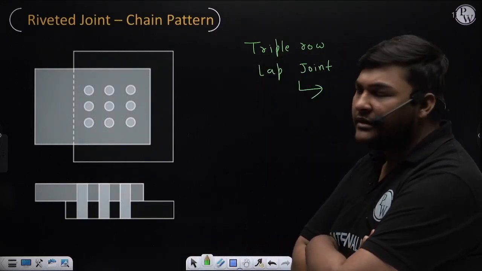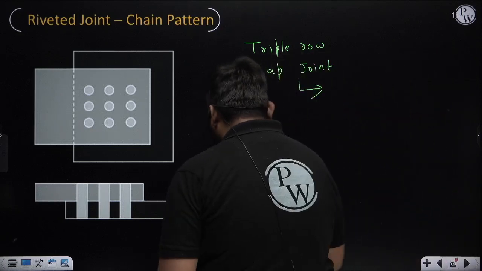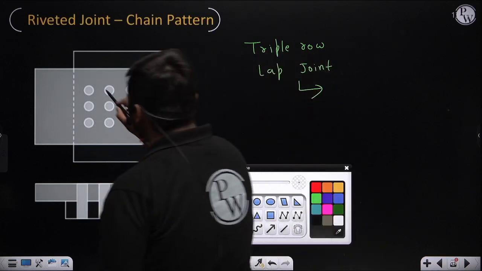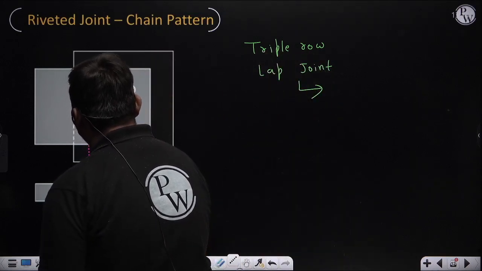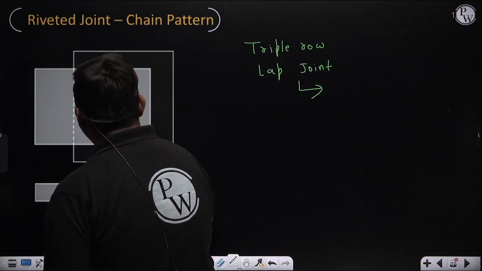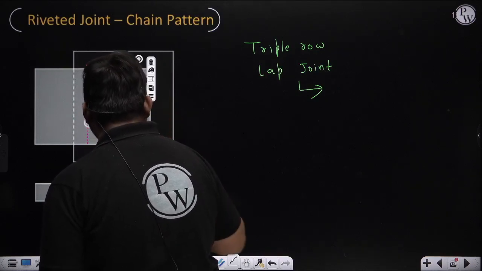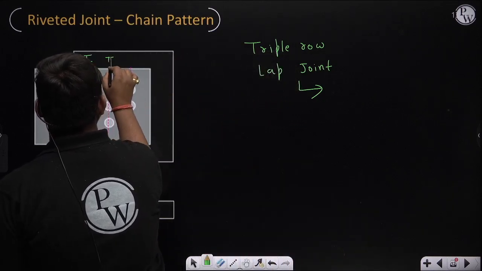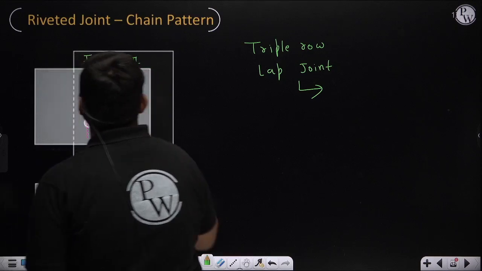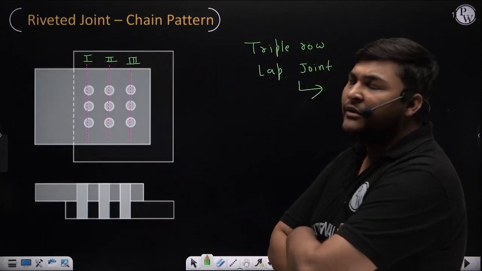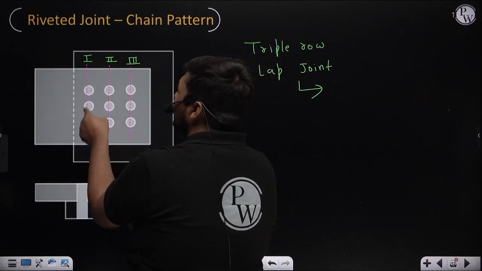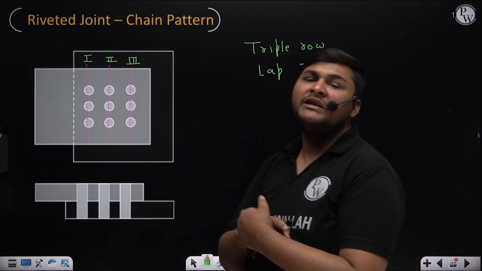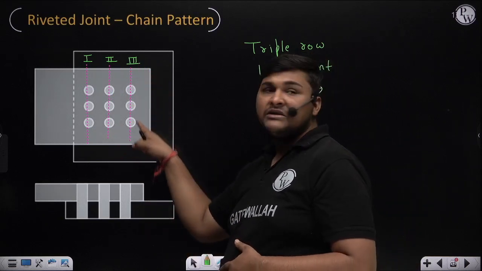Now what is chain pattern? If in each row of rivets, like in this diagram, this is the first row of rivets, this is the second row, and this is the third row. Just for understanding. Now you can see in this pattern, whatever arrangement of rivets I have used in the first row, the same arrangement of rivets you can visualize we are using in the second row, and the same arrangement of rivets is present in the third row.